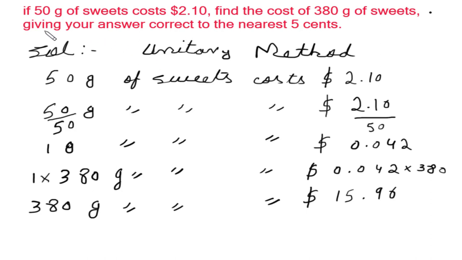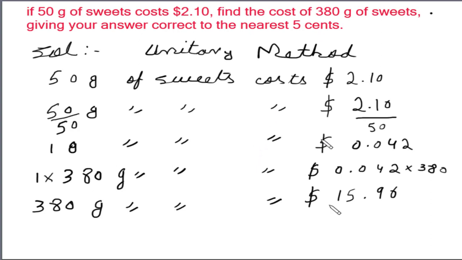Now they say that we should give our answer correct to the nearest 5 cents. In the given context, when rounding to the nearest 5 cents, we look at the hundredths place of the number. Here, $15.96 is the total cost calculated. The hundredths place in $15.96 is this 6 cents.